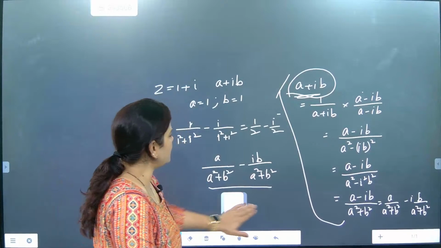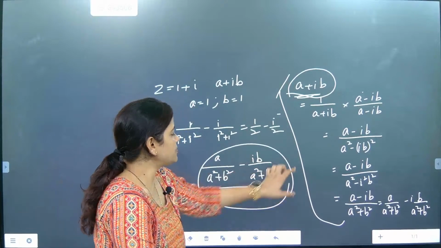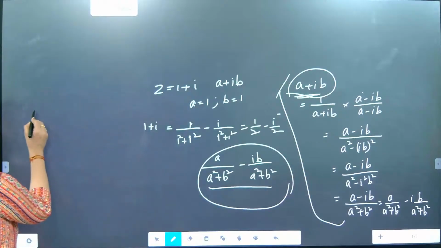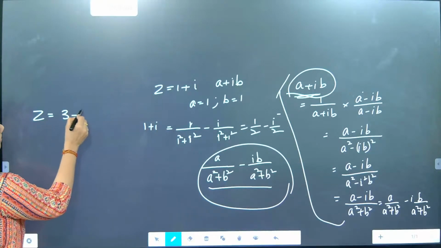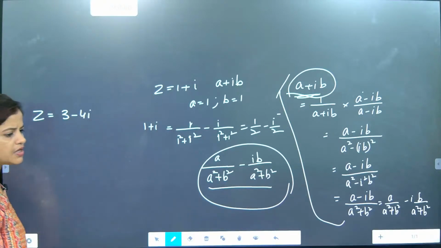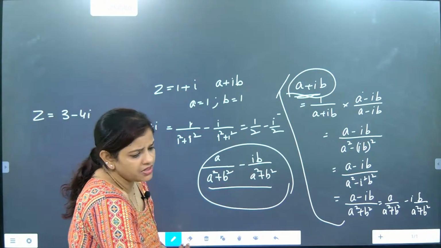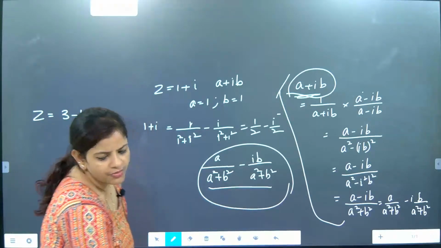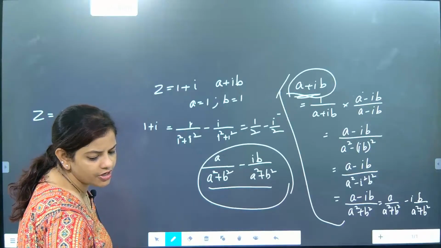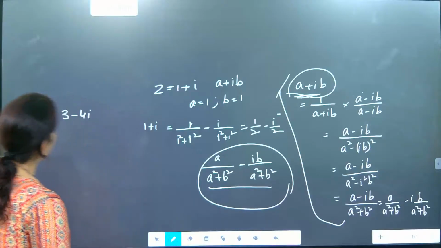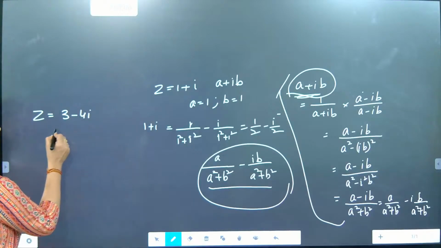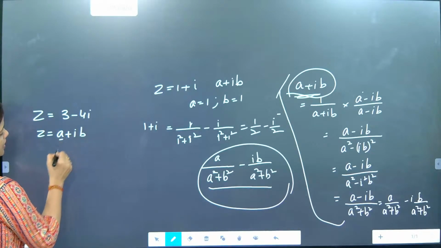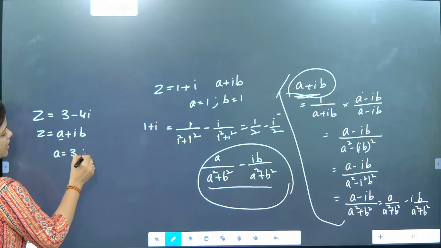So this is exactly what we are going to do here. With the help of this, we can find the multiplicative inverse of any number in this format. So let's find the multiplicative inverse of 3 minus 4i. If we have a direct formula, we need not struggle. We will directly write the formula and solve the question. Come on, go for it. What is a here? Compare it with the general form a plus ib. a is exactly 3.